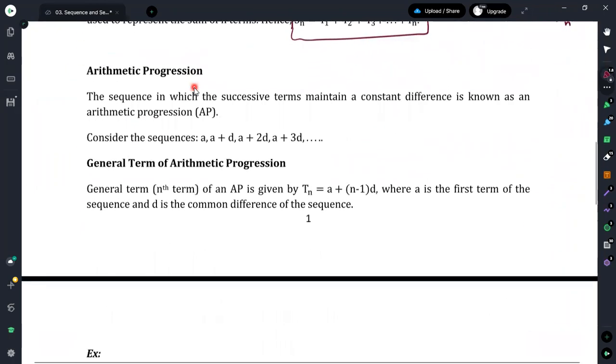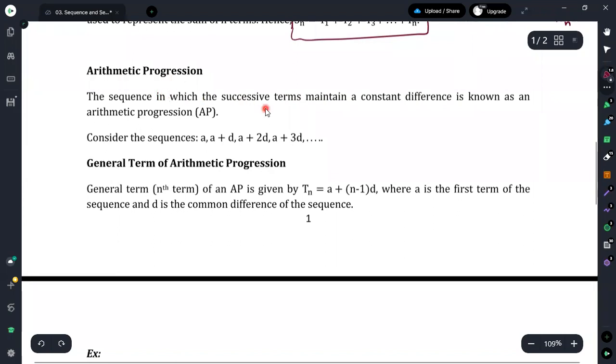When we are discussing sequences and series, basically we look at the arithmetic progression and the geometric progression as well. First we will look at the arithmetic progression. If you have a sequence in which the successive terms maintain a constant difference, it is known as an arithmetic progression, abbreviated as AP.